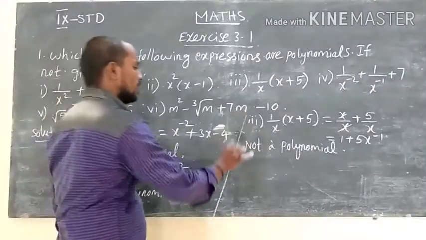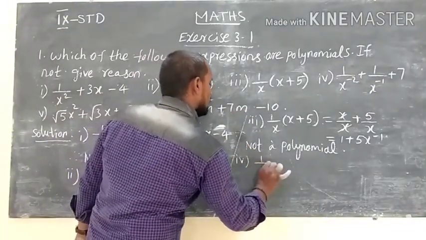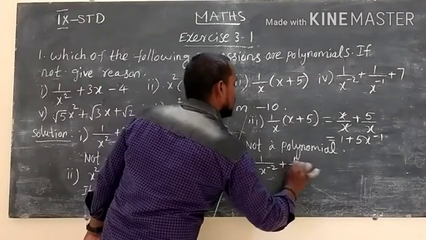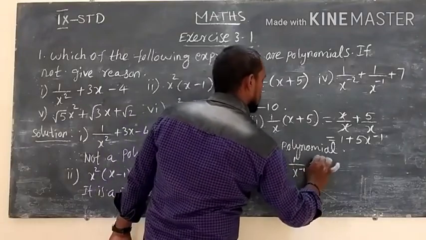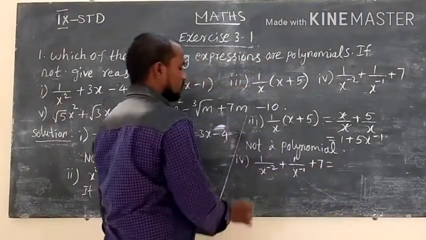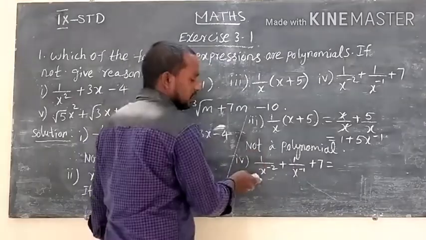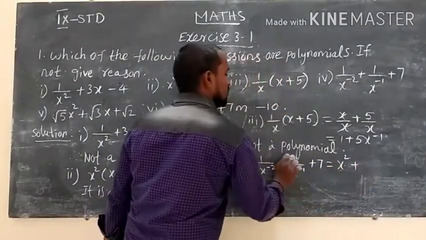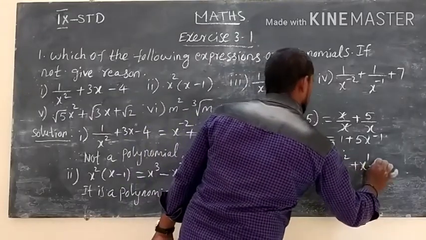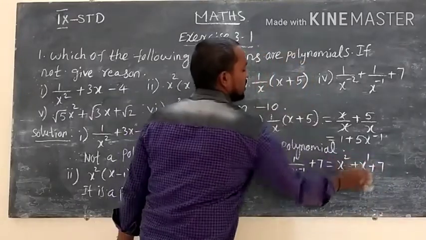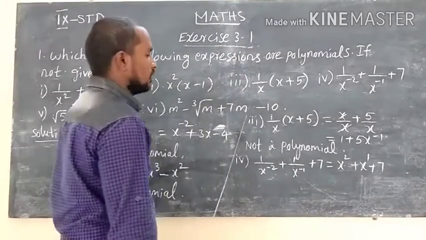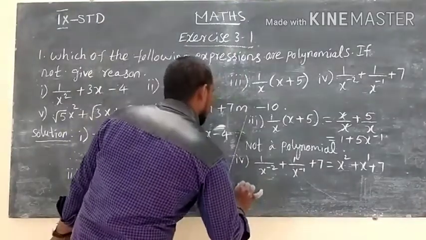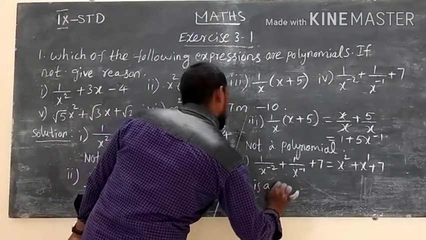Okay, the fourth one, 1 by x power minus 2 plus 1 by x power minus 1 plus 7, which is equal to, making the transformation we get x power plus 2, in the same manner x power plus 1 plus 7. So now we get positive exponents. Okay. Therefore, it is a polynomial.